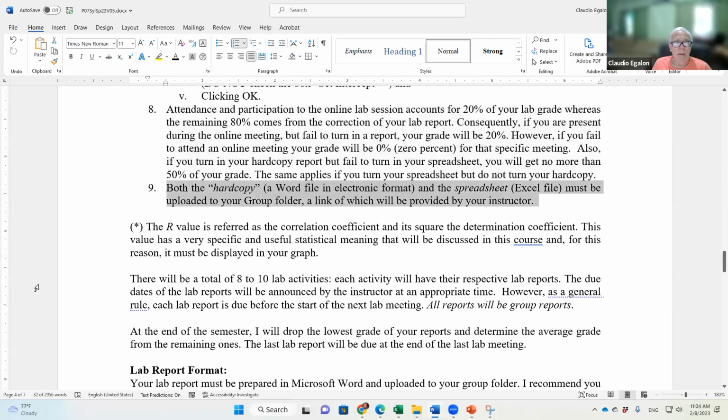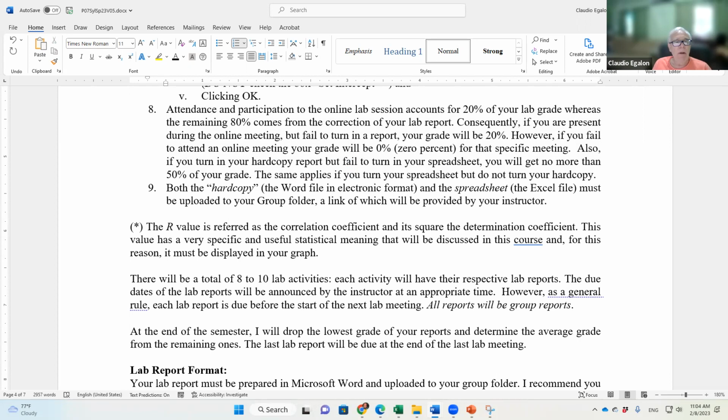Both the hard copy, the Word file in electronic format, and the spreadsheet, the Excel file, must be uploaded to your group folder, a link of which has already been provided by your instructor. Already provided you with the link for your group folder.